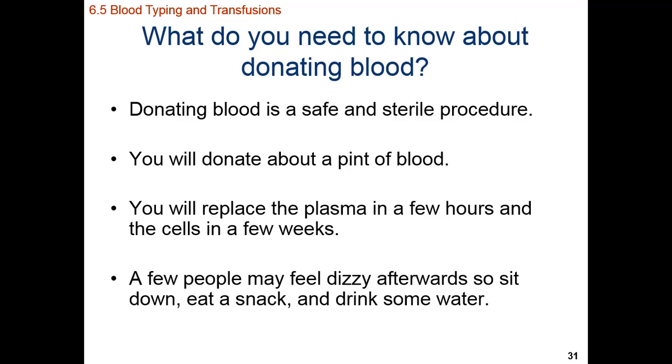Sometimes after you donate blood, you're going to feel dizzy or sick. And that's typically because you have lowered blood volume, lowered blood pressure, and lower blood oxygen levels. And that's one of the main reasons why you're told to sit down and eat a snack. Not that most people really need to be forced to sit down, take it easy, and eat some yummy treats. I mean, talk about torture, right?